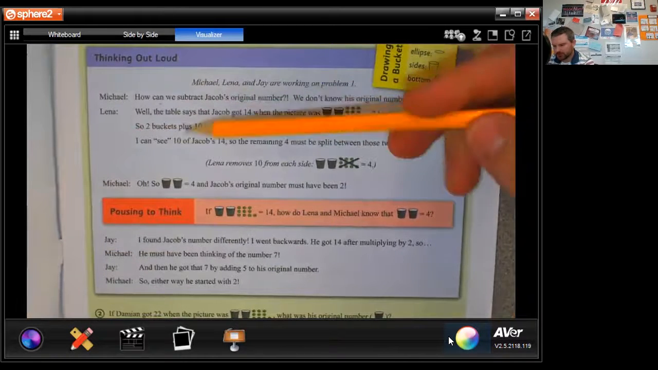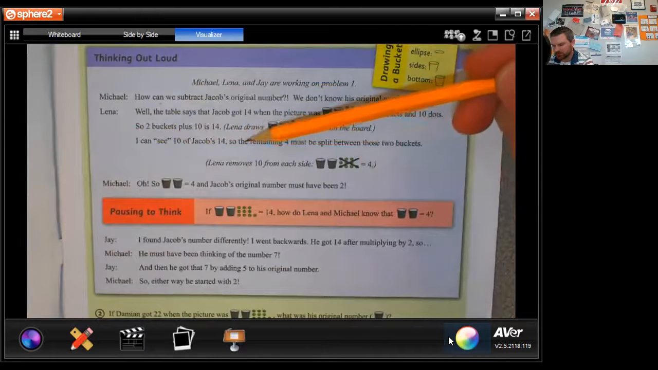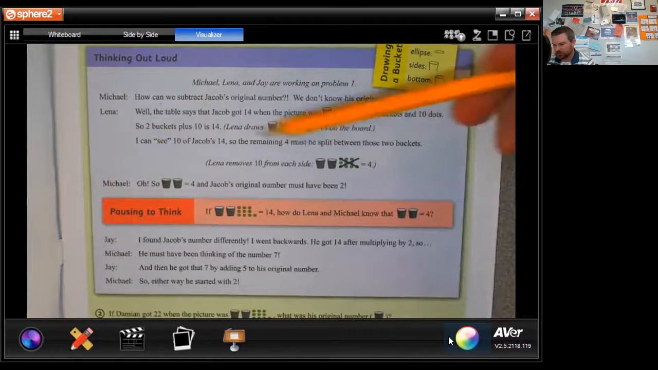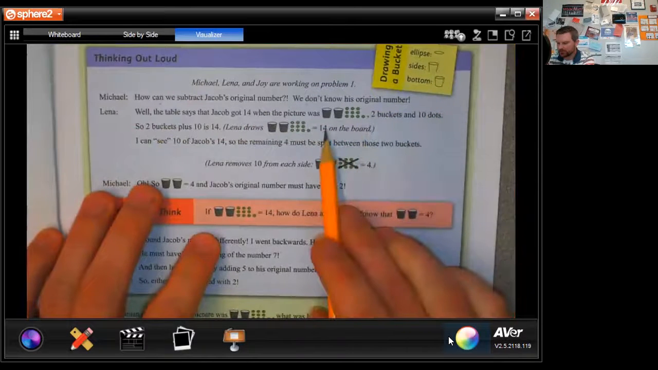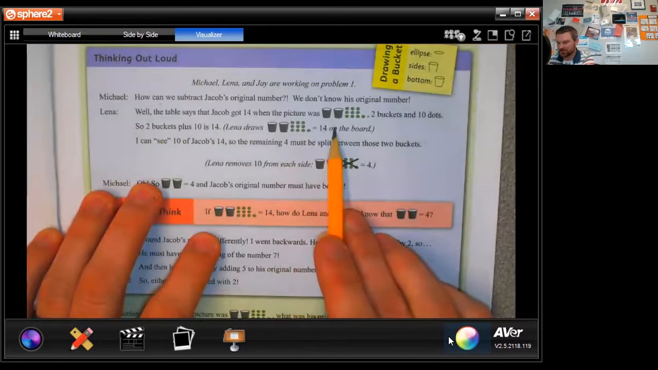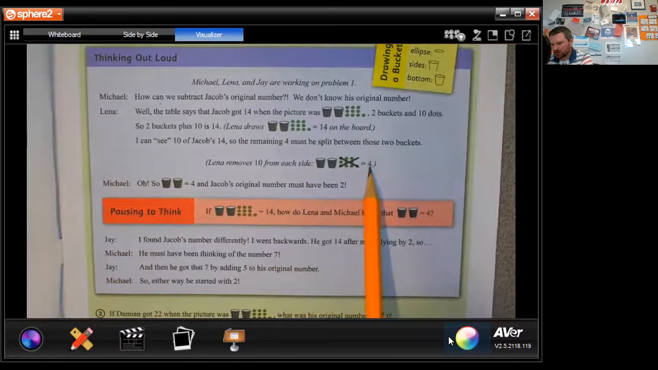Okay. So I can see 10 of Jacob's 14. So the remaining 4 must be split between those 2 buckets. See, it said 14, but there are 10 dots here. So you got to take 14 minus the 10 dots. Okay, so that gets you 4. And then they say, oh, so the 2 buckets equals 4. So the original number must be 2 because you got to divide that in half.